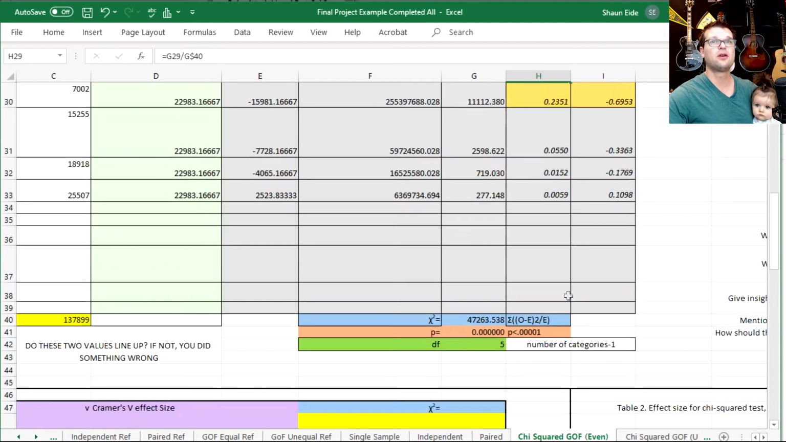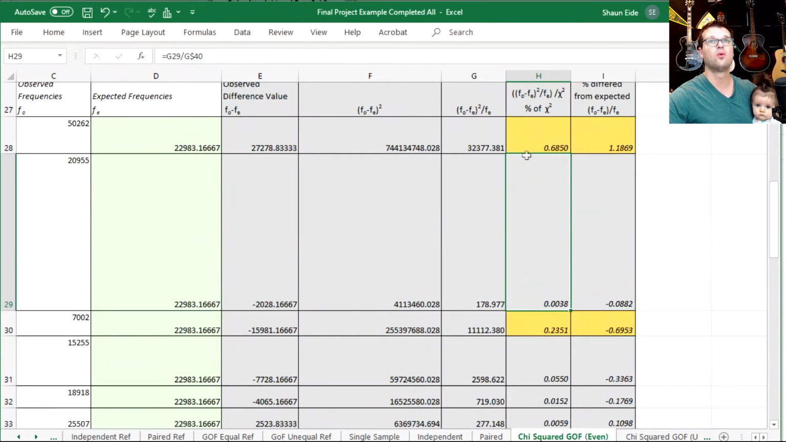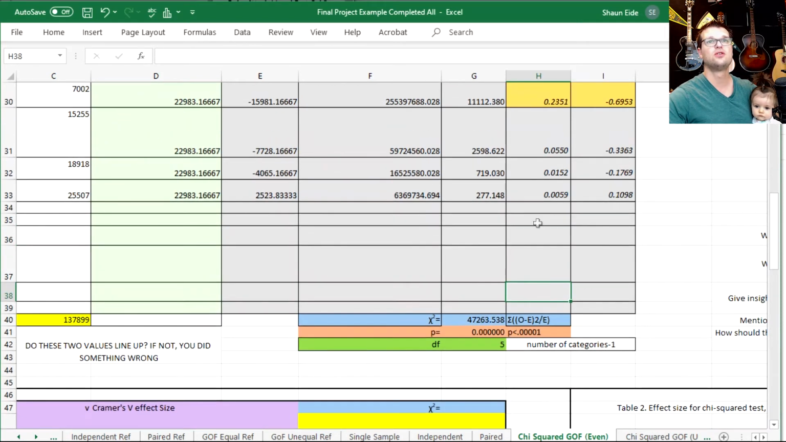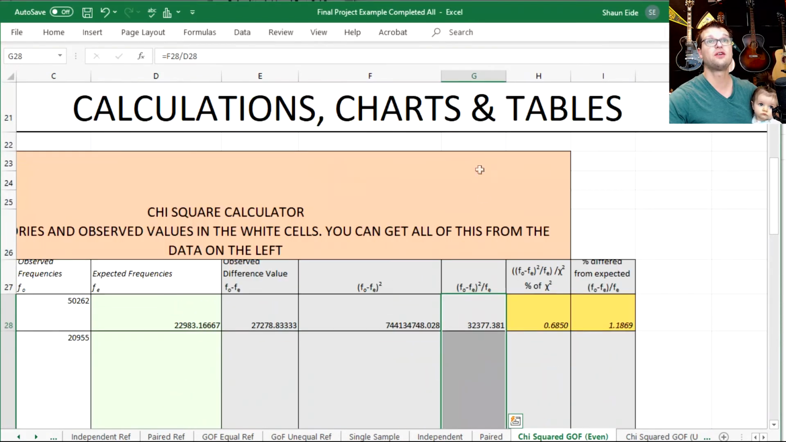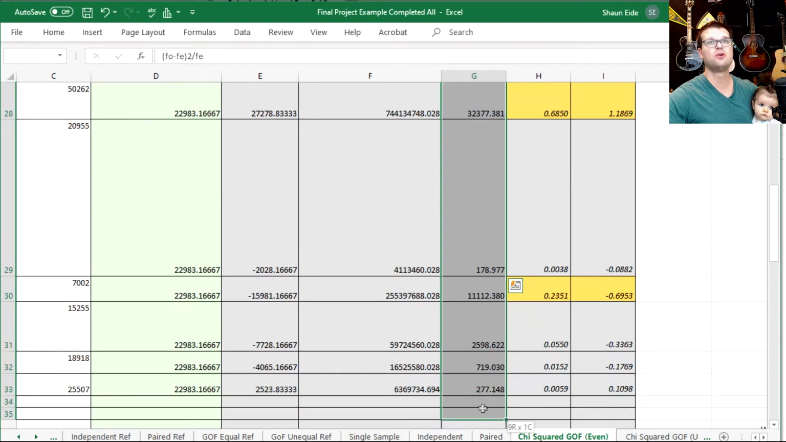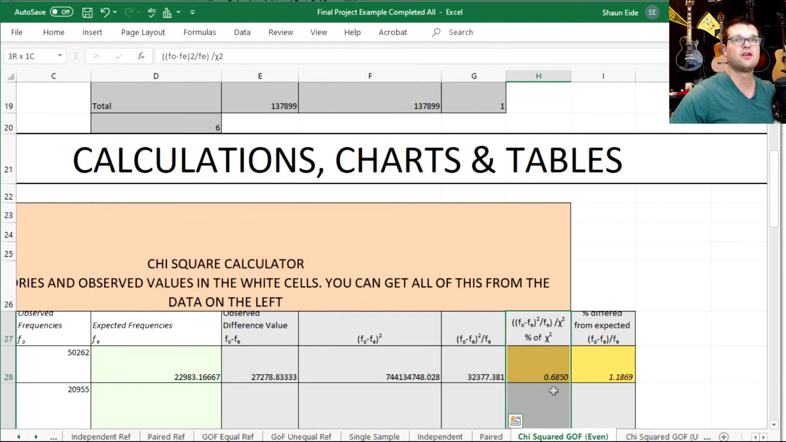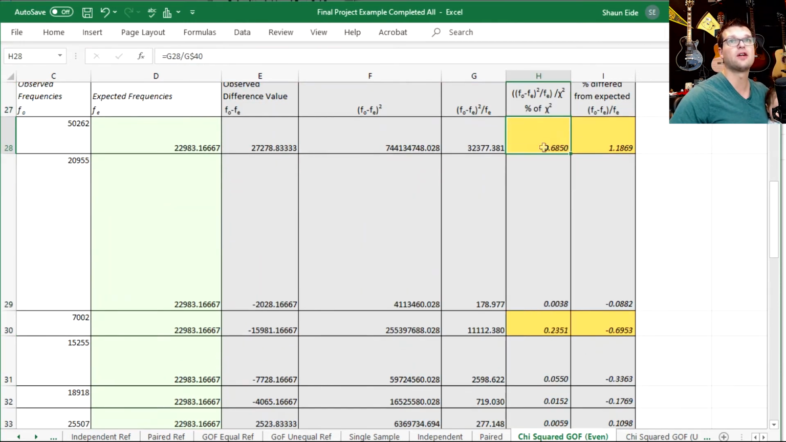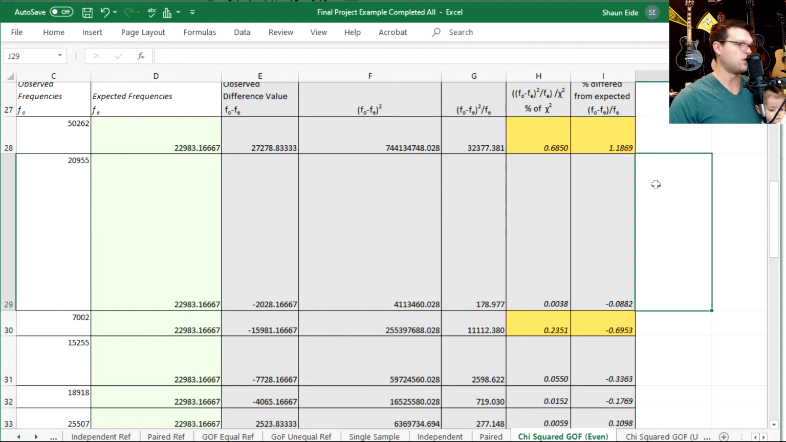So we're coming down here, and we have the contributions to the chi-squared right here. So this right here, very specifically, is the contribution to chi-squared, and then this right here is the relative contribution to chi-squared. So the value contribution to chi-squared, the relative contribution to chi-squared, and then this right here is the percent that it differed from what was expected. Okay, so as we go through, we'll add that up.